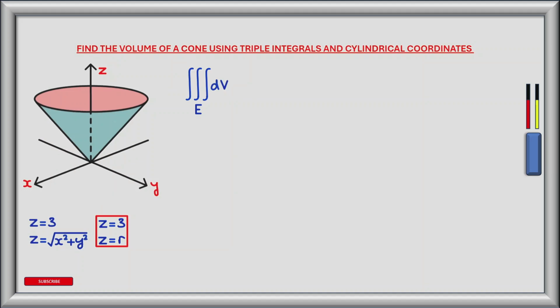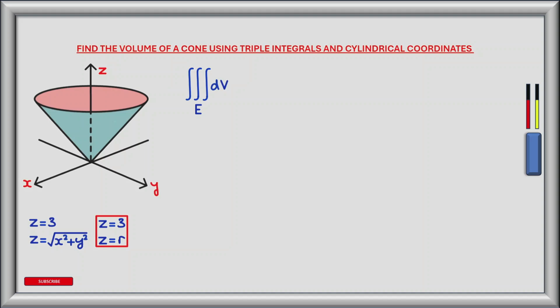To find the volume of the cone, we need to integrate over the region E and sum infinitesimally small pieces of volume, shown here as dV. We need to unpack this and define our region using cylindrical coordinates. This will give us our limits of integration for r, theta and z, and then look at what dV equates to in this context. So let's start with the limits of integration along the z-axis.